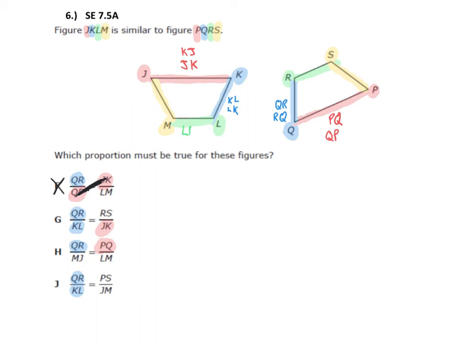We got LM or ML. We got RS or SR. So we got LM, RS, LM. All right, let's go on to the last one. We got MJ or JM. We got SP or PS. All right, so looks like we got MJ here, we got PS and JM.